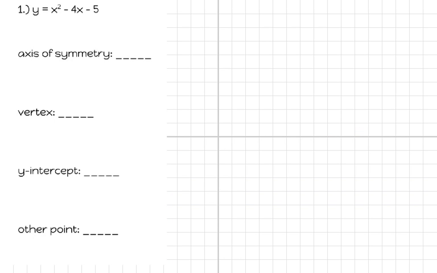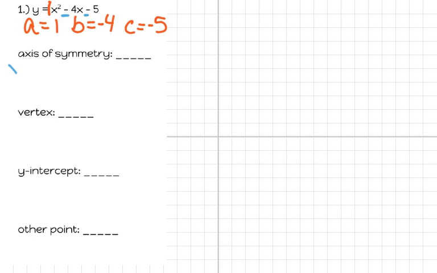So let's do a couple of examples together. The first example is y equals x squared minus 4x minus 5. When we're going to graph this one, the first thing we should do is figure out our a value, which again is 1. If there's no number or coefficient for the x squared, then it's understood to be 1. My b value is -4, and my c value is -5. Again, you always use the signs in front of each term.